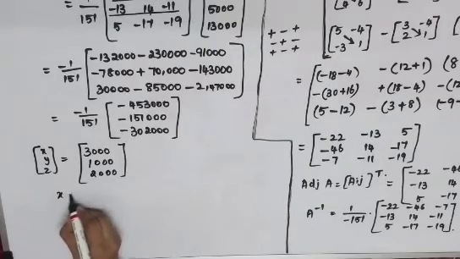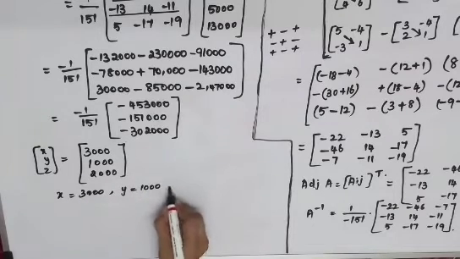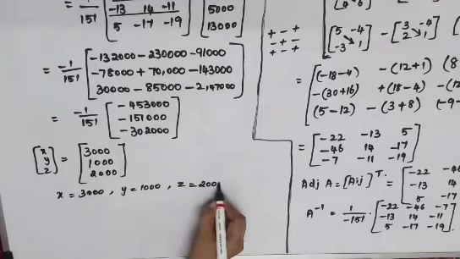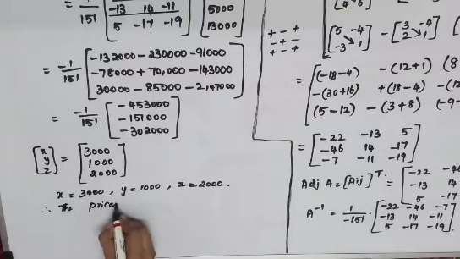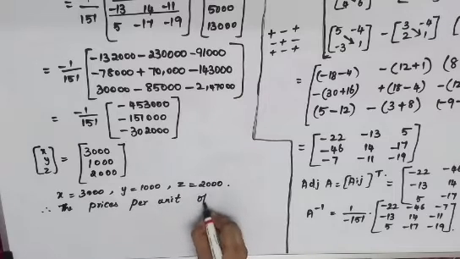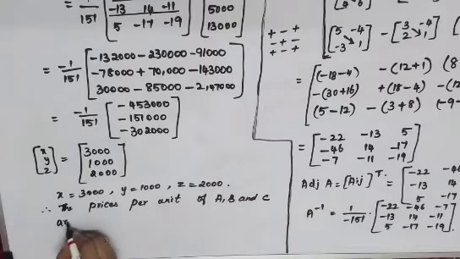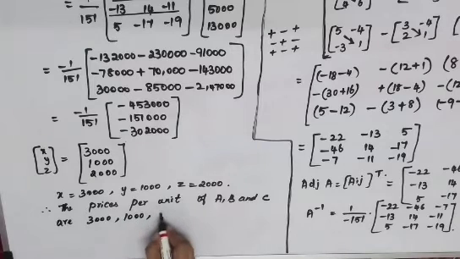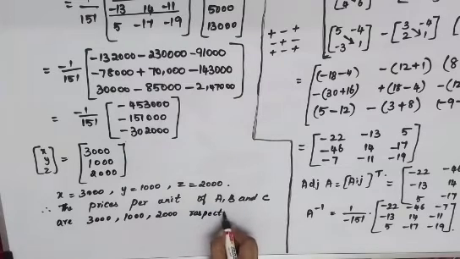So the answer is x is equal to 3,000, y is equal to 1,000, z is equal to 2,000. Therefore, the prices per unit of A, B and C are 3000, 1000 and 2000 respectively. So this is the answer for your fourth question.